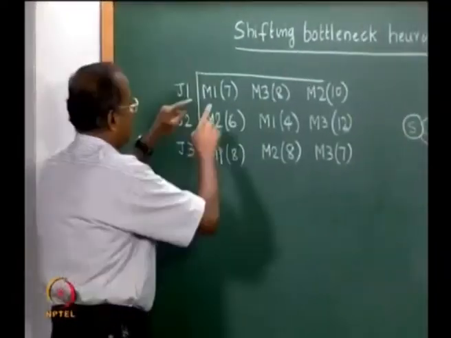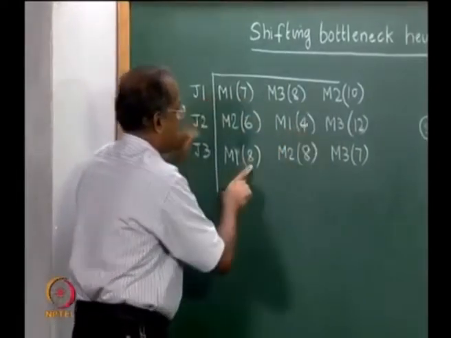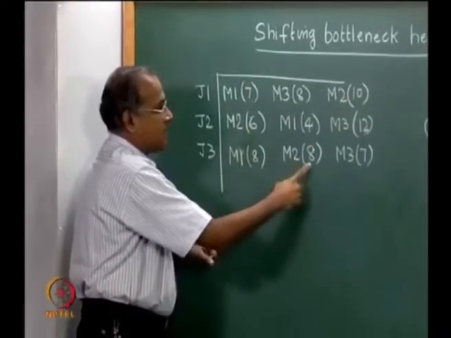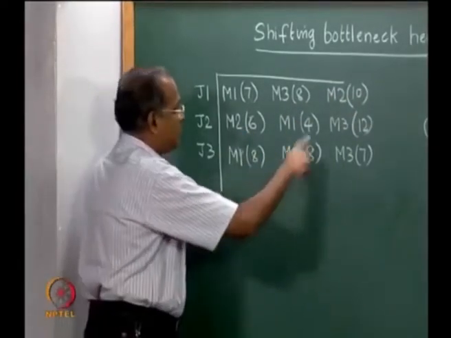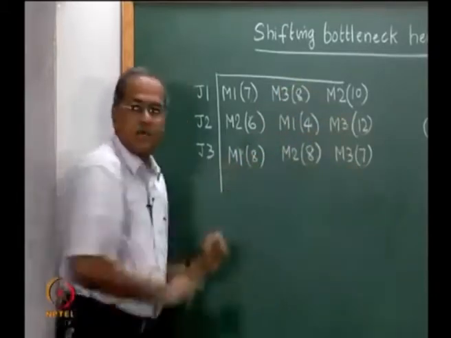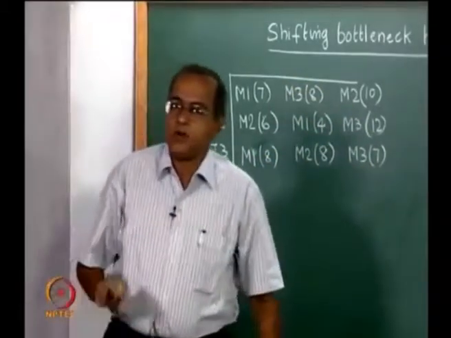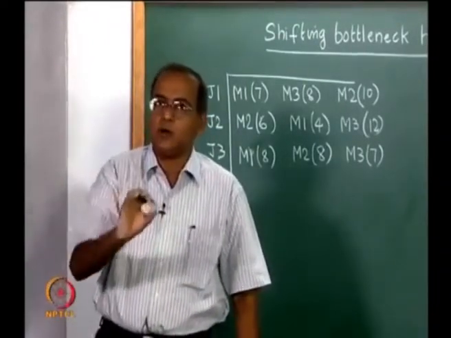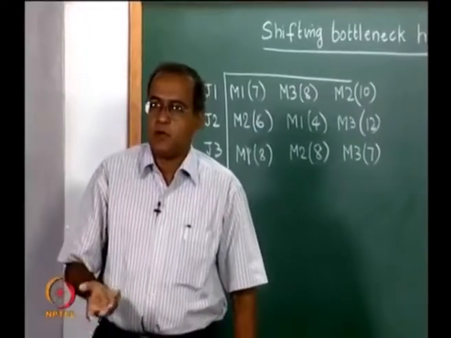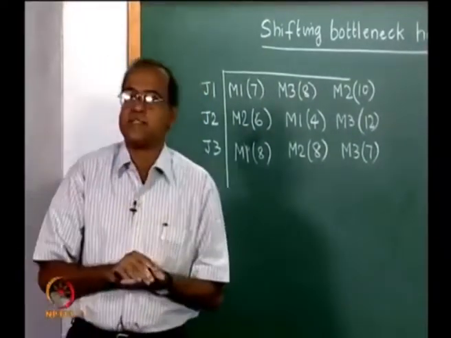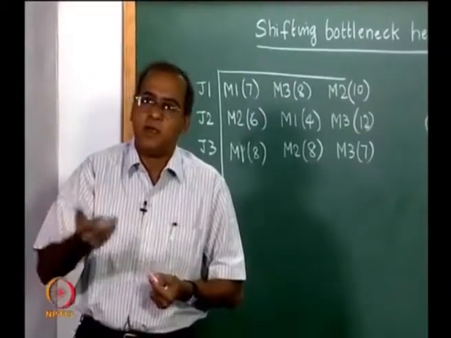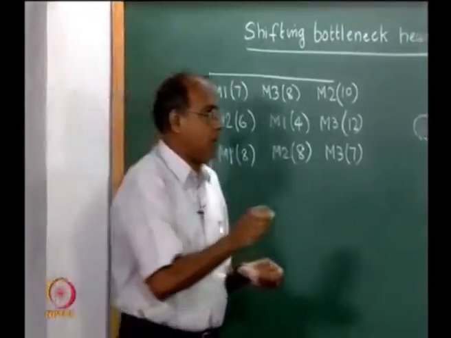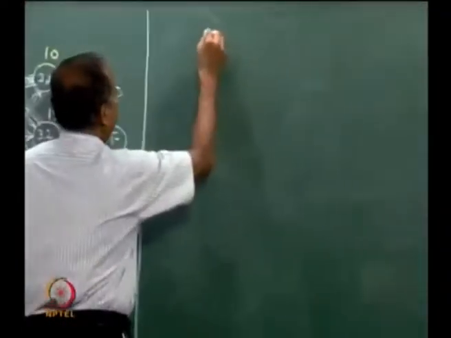So, M1 requires 7 plus 4, 11 plus 8, 19. M2 requires 10 plus 6, 16 plus 8, 24, and M3 requires 8 plus 12, 20 plus 7, 27. So, M3 with a load of 27 represents a slightly tighter lower bound on the makespan. Now, we can say that since M3 alone requires 27, obviously the makespan has to be greater than or equal to 27. So, we start with a lower bound on the makespan as 27.